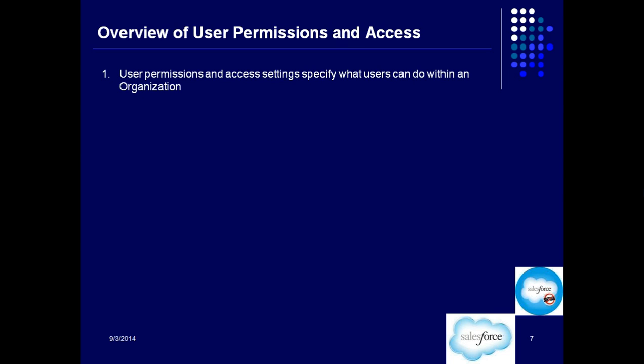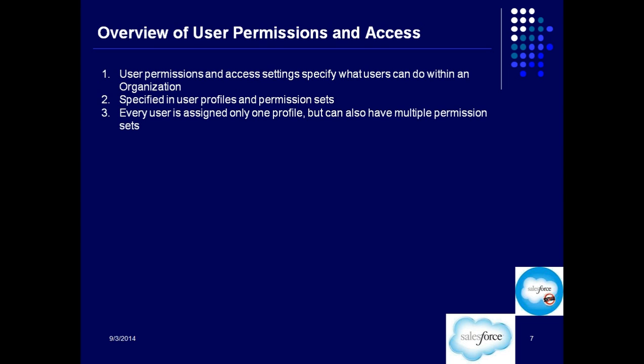User permissions and access settings specify what users can do within an organization, specified in user profiles and permission sets. So this permission access is specified within profiles and permission sets, and this determines what the user can do in Salesforce. Every user is assigned only one profile. So every user in Salesforce has one profile.